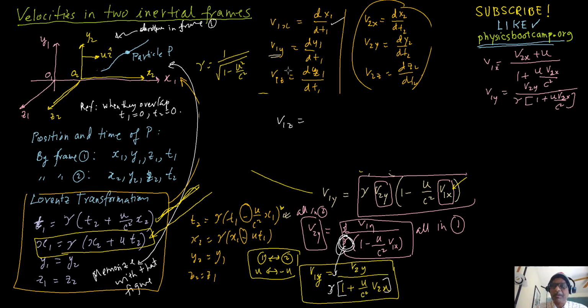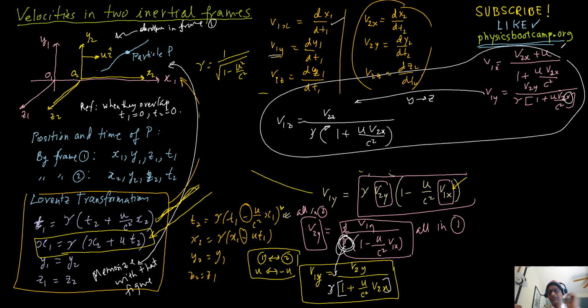Okay, so when you look at the situation here, y and z are in an identical situation because the only motion of the frames is along the x-axis. So v1z will be very similar to that. All I have to do is change y to z in this formula. So we have v2z over gamma 1 plus u v2x, I keep the x, because I'm not switching x, over c squared. So these are the velocity addition rules.